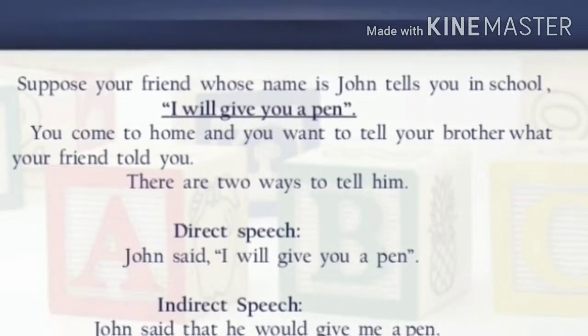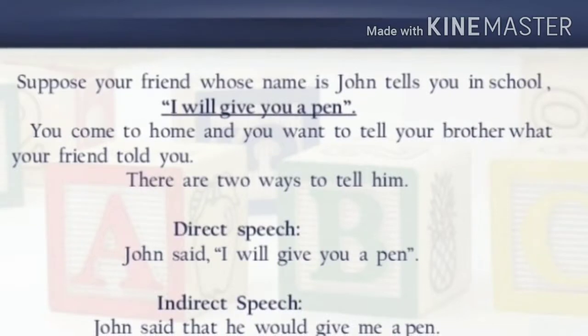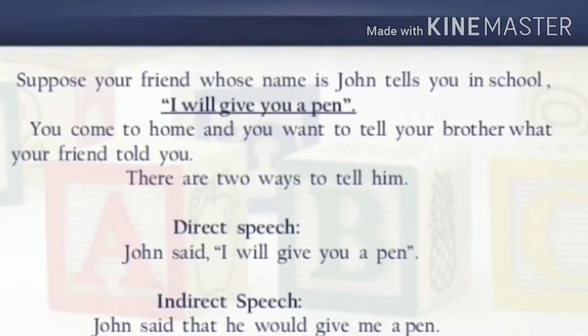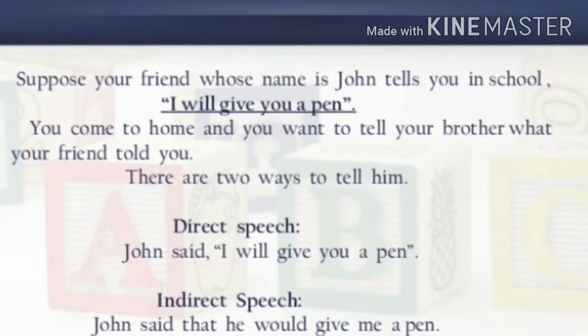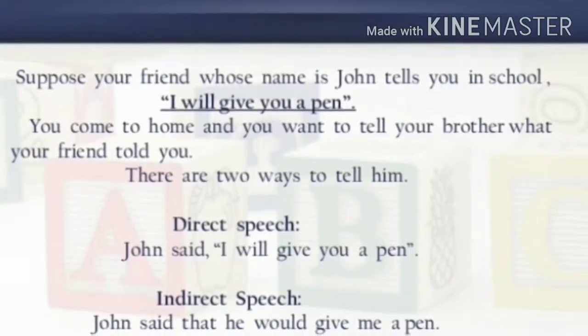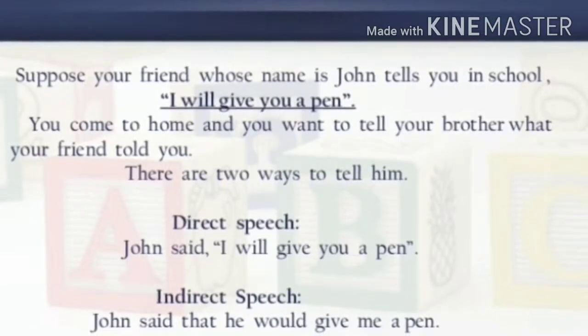After said, we will be using the conjunction that, and we will be omitting the comma as well as the inverted commas, right? Then this I will be changed to he. John said that he, and will be changed to would. He would give me a pen. Your you will be changed to me. Hope now it's very clear to you how to speak it.